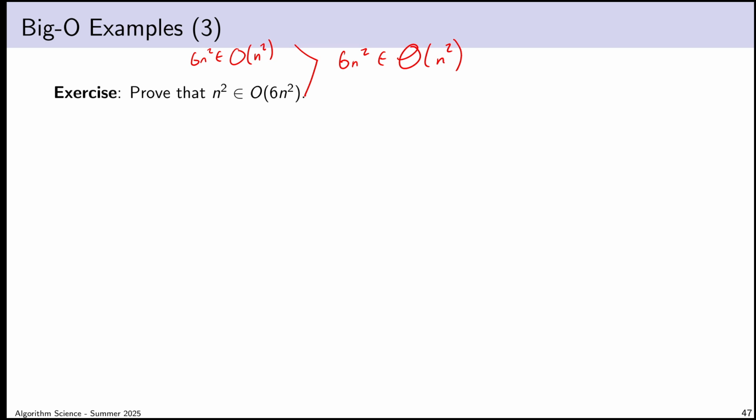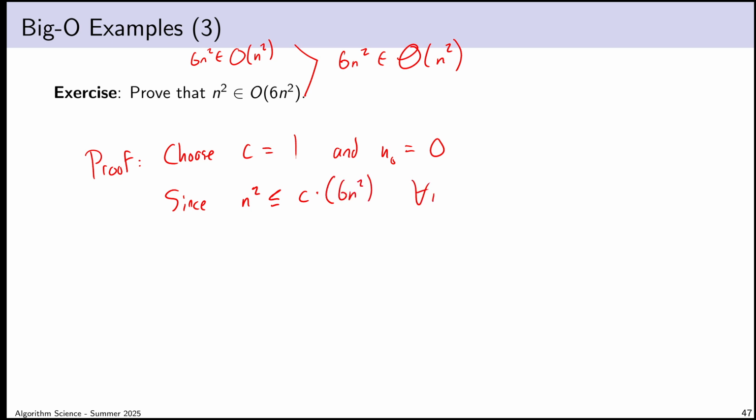In this case, I would say the definition is actually very easy to use here. So let's do proof. The limit's also pretty trivial, frankly. So these are both very easy. This should be a very straightforward exercise. So let's choose c to equal 1 and n naught to equal 0. Since n squared is less than or equal to c times 6n squared for all n greater than n naught, we have that n squared is big O of 6n squared. And that's it. That's my proof.